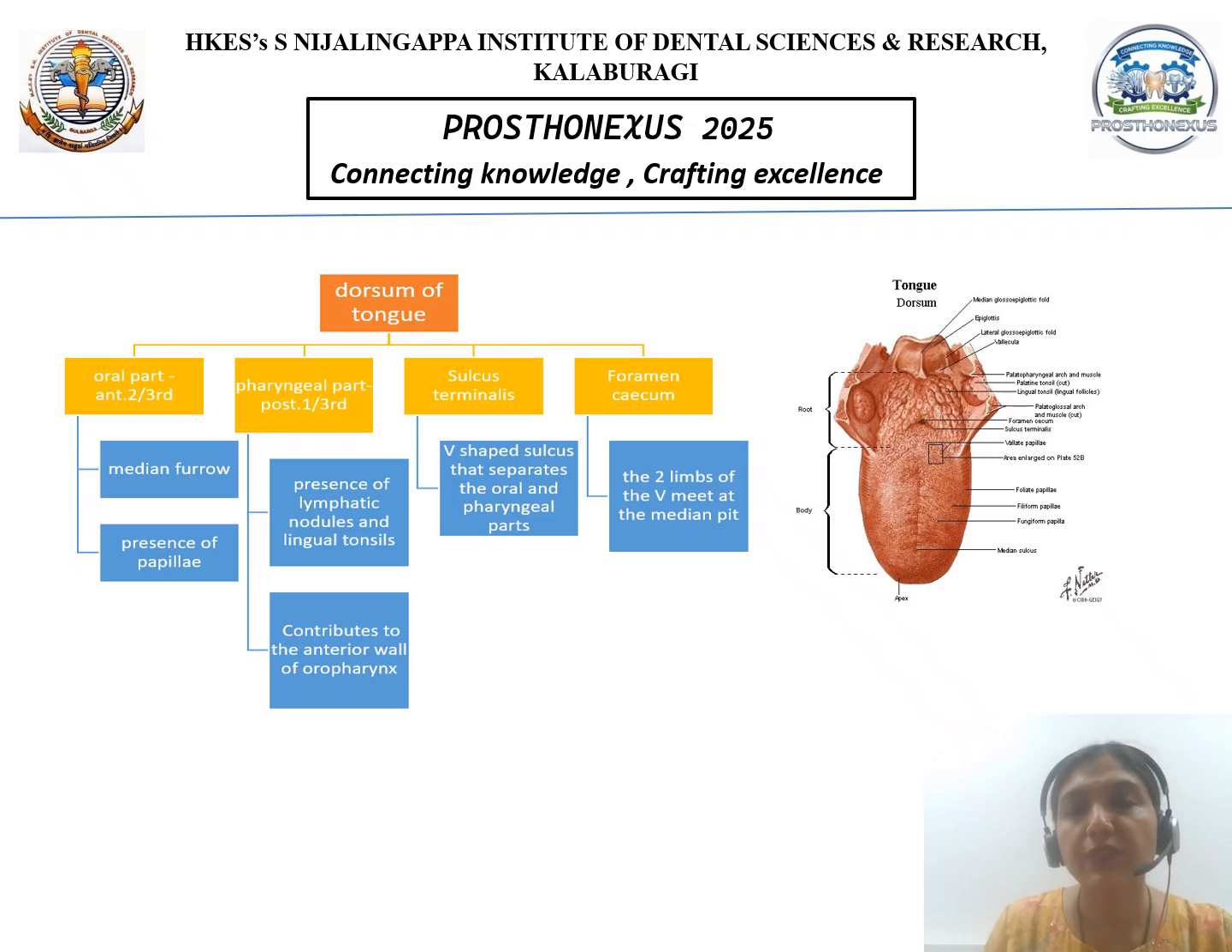The center of that is the foramen cecum. The two limbs are fused by the foramen cecum. So this sulcus terminalis, which is located here, is very important because it divides the anterior 2/3 and posterior 1/3. Now the anterior 2/3 basically constitutes all the papillae, and the posterior 1/3 constitutes lymph nodes and your lingual tonsils. Okay, so that is what is present in the posterior 1/3.